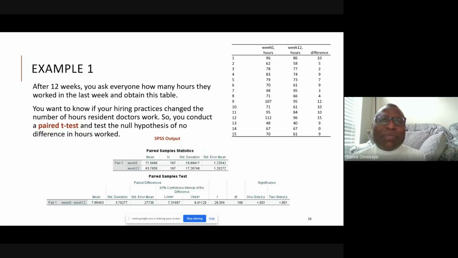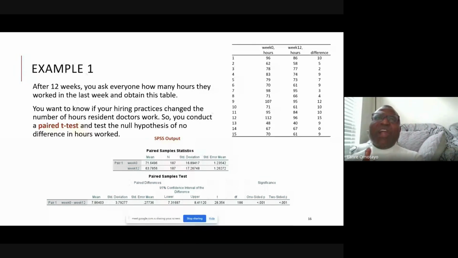That would be a one sample t-test, because then what we'll just do is collect all the hours they are working in week 12, find the average of all those hours, find the standard error of those hours, and compute the confidence interval for that. And then check whether the confidence interval does not include 72 hours, which is the standard that has been predetermined. That would be a one sample t-test.